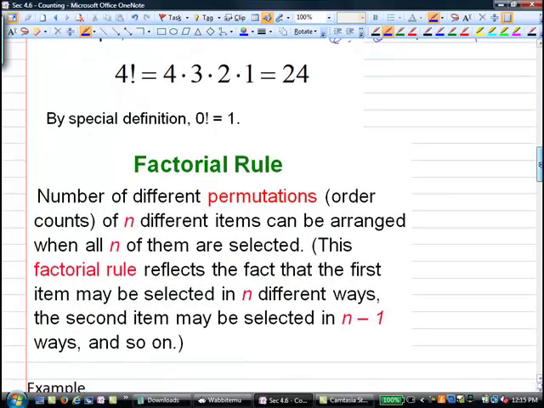The factorial rule says the number of different permutations, or order counts, of n different items can be arranged when all n of them are selected.